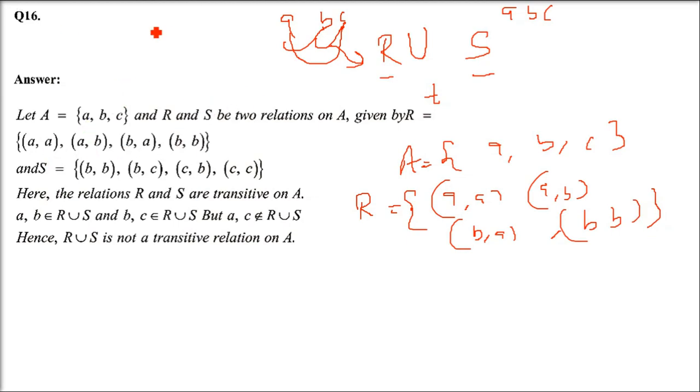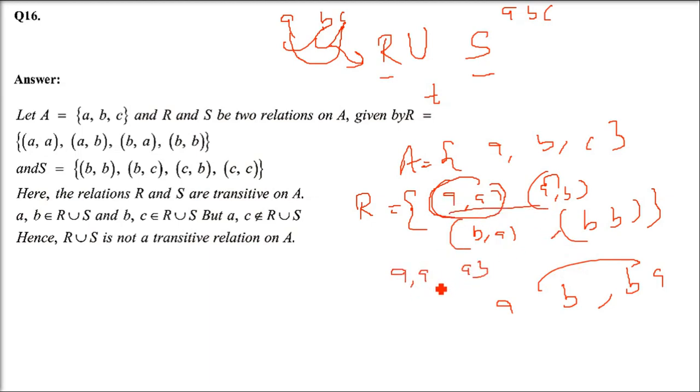Why? Because AB is there, BA is there, so AA should be there. It is already there. AB is there, BB is there, so AB should be there. It is already there. BA is there and AA is there, so BA should be there. It is already there. So in all the cases, it is transitive.